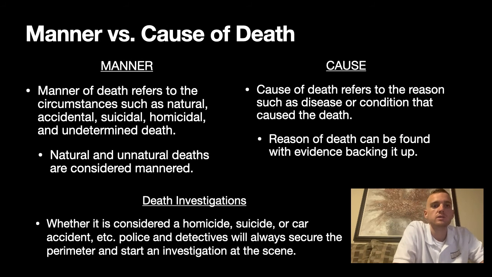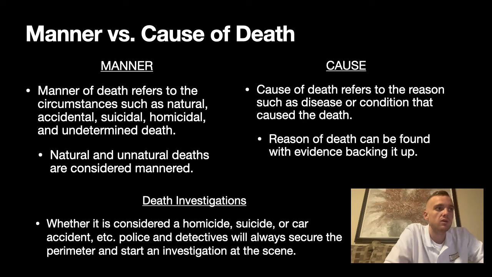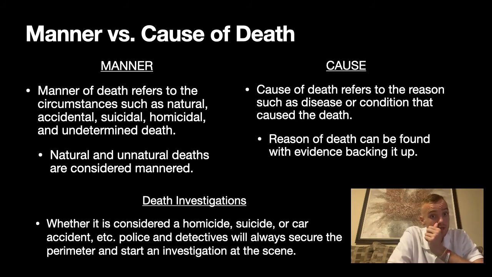And for our last topic today, we're talking about the manner of death versus the cause of death. Whether it's a homicide, suicide, or accident, police and detectives have to secure the perimeter and the area of any other threats that are around them before they begin their investigation. There are three types of homicides that detectives will investigate if needed. There's intentional, there's excusable, and there's justifiable homicides.